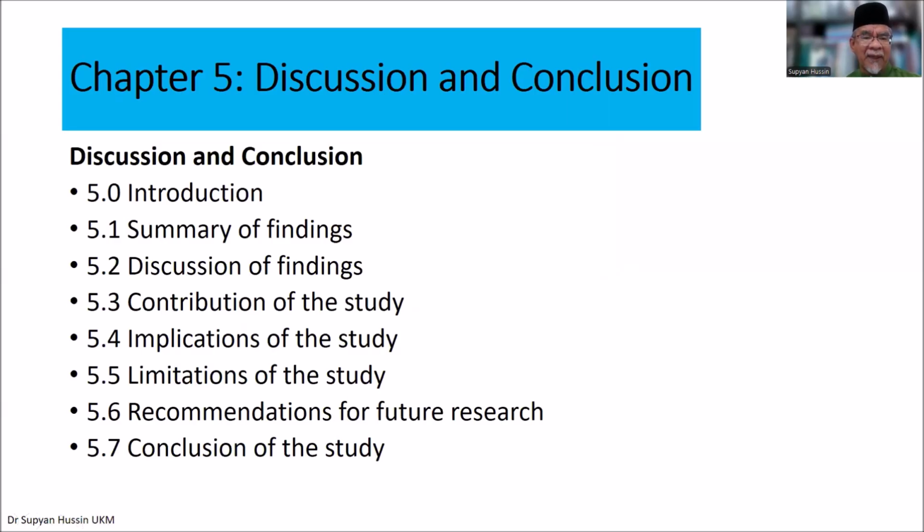Basically, you have 7 items: introduction, summary of finding, discussion of finding, and all the way to the conclusion of the study. Now, you can separate the summary from discussion. You can also embed the summary of finding in the discussion of finding if you want. All right, so you have an option, but I would suggest that you split them up so that you have specific summary of findings from your research question 1, 2, and 3. And let's go into the detail of this.